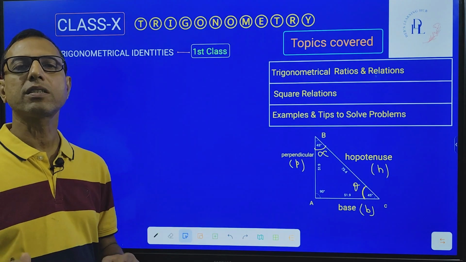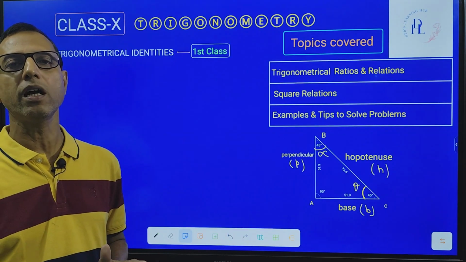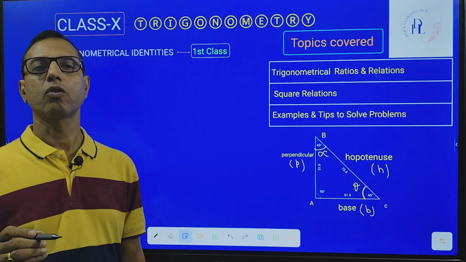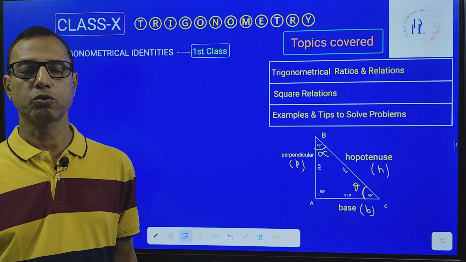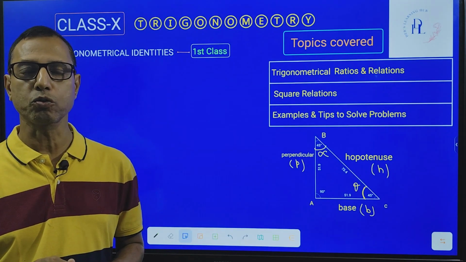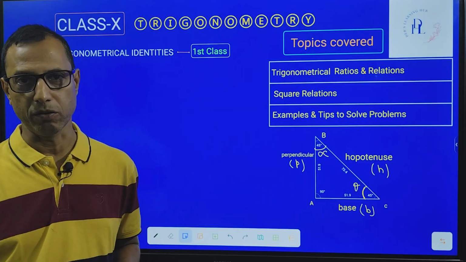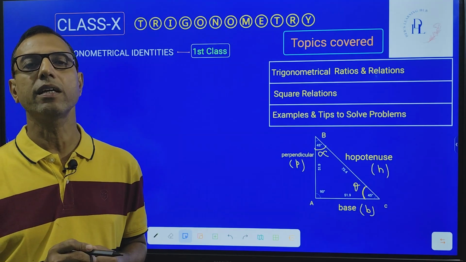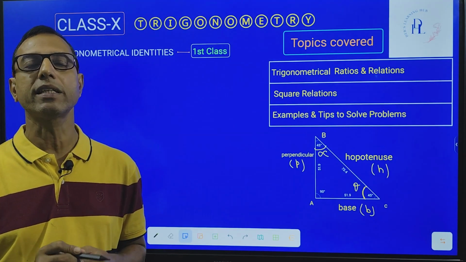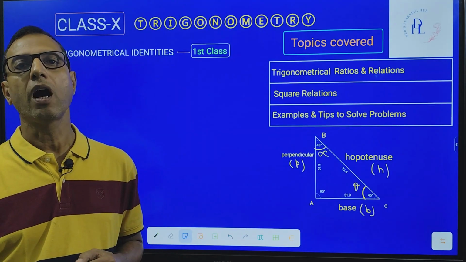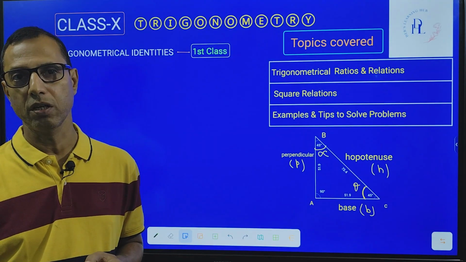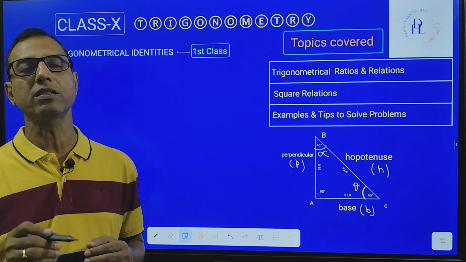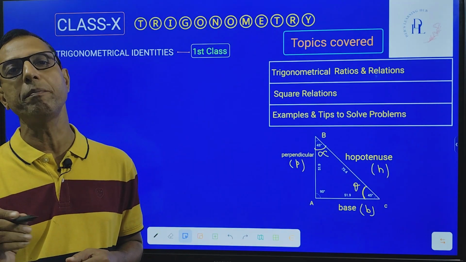Now, apart from sine theta, cos theta, tan theta, there are also cosec theta, sec theta and cot theta. Cosec theta is the reciprocal of sine theta. So if sine theta is perpendicular by hypotenuse, cosec theta will be hypotenuse by perpendicular. Cos theta is base by hypotenuse, sec theta is the reciprocal of cos theta. That means sec theta equals 1 by cos theta equals hypotenuse by base, not base by hypotenuse. And cot theta is the reciprocal of tan theta. So if tan is perpendicular by base, cot will be base by perpendicular.